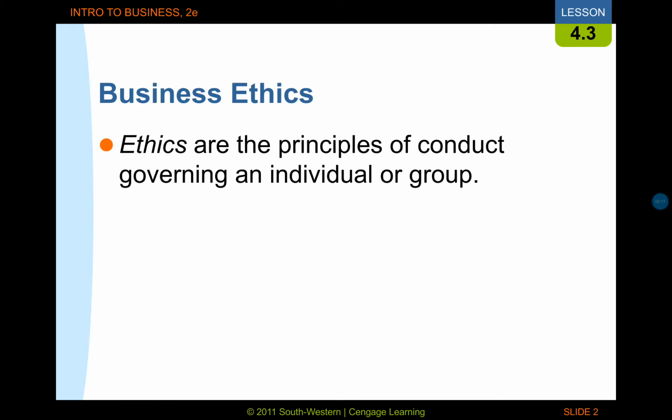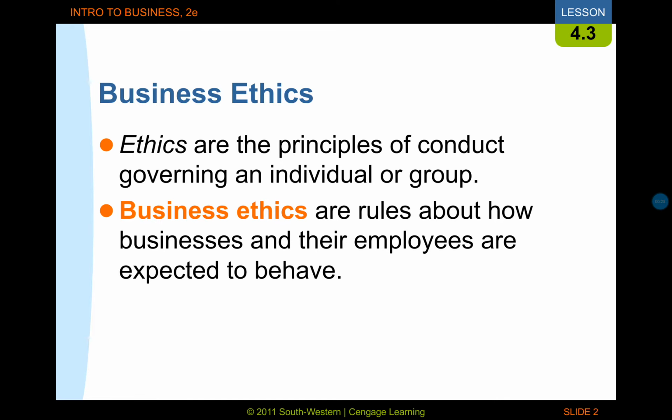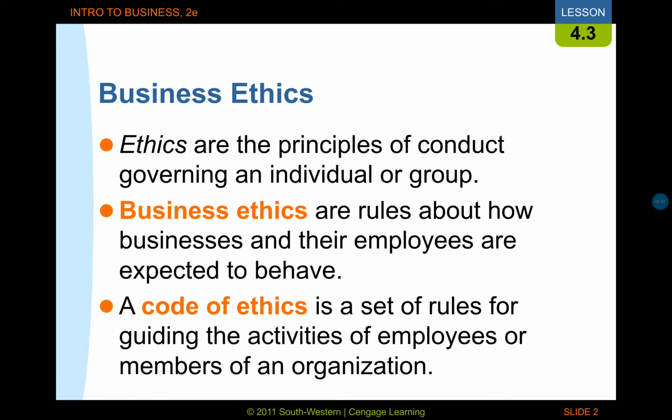So, ethics is the principles of conduct governing an individual or group. So, business ethics are the rules about how a business and their employees are expected to behave. And then businesses most often have a code of ethics. It's a set of rules guiding the activities of employees or members of an organization.